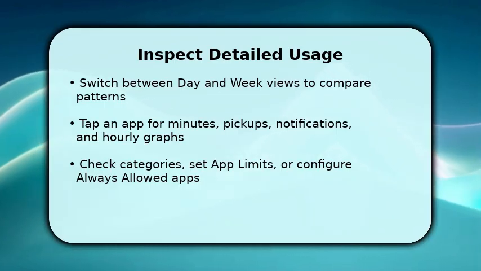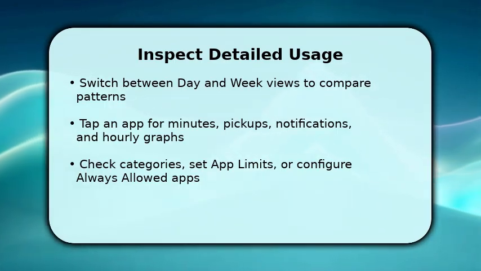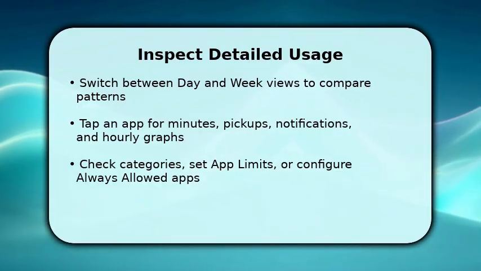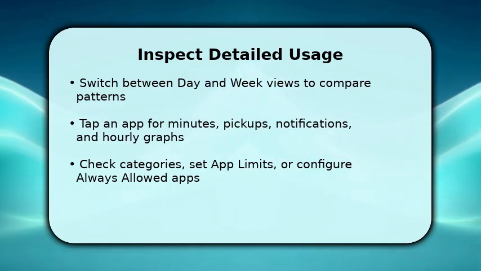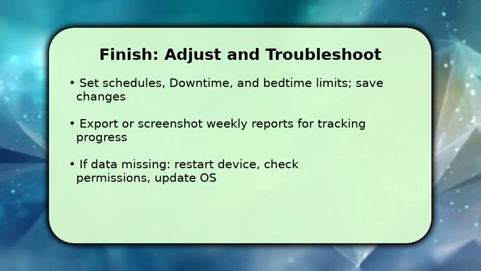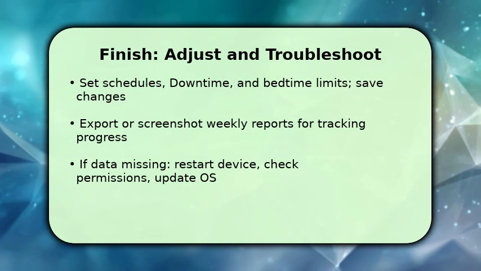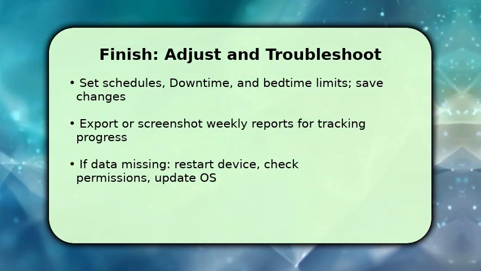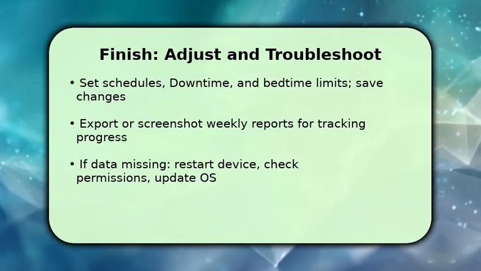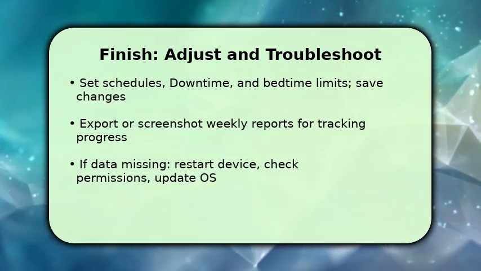Next, configure app limits by category or individual app to curb habits, and mark essential apps as always allowed so limits don't block important functions. To complete the process, apply schedules and downtime so your phone enforces the limits you just created. Set bedtime limits for reduced late-night use, then save and review the next day to confirm behavior changes.